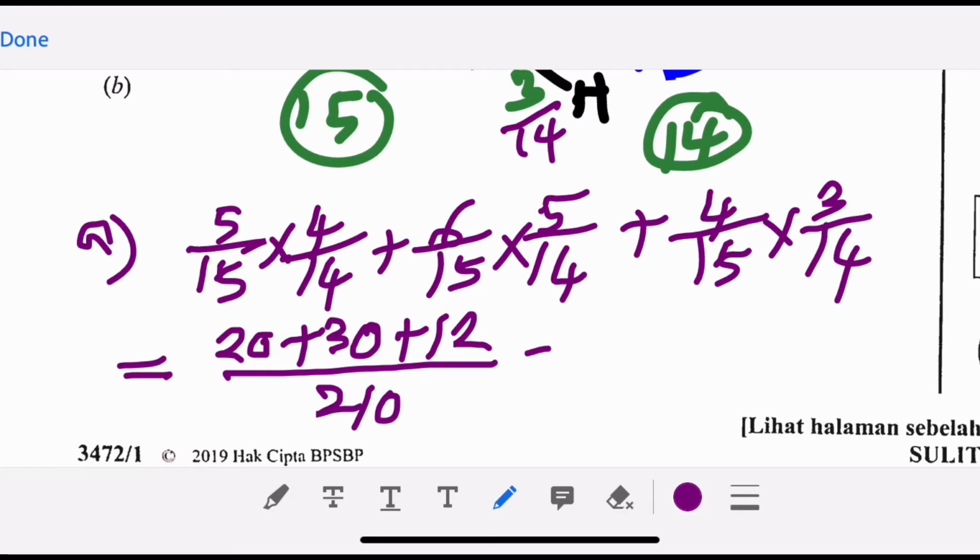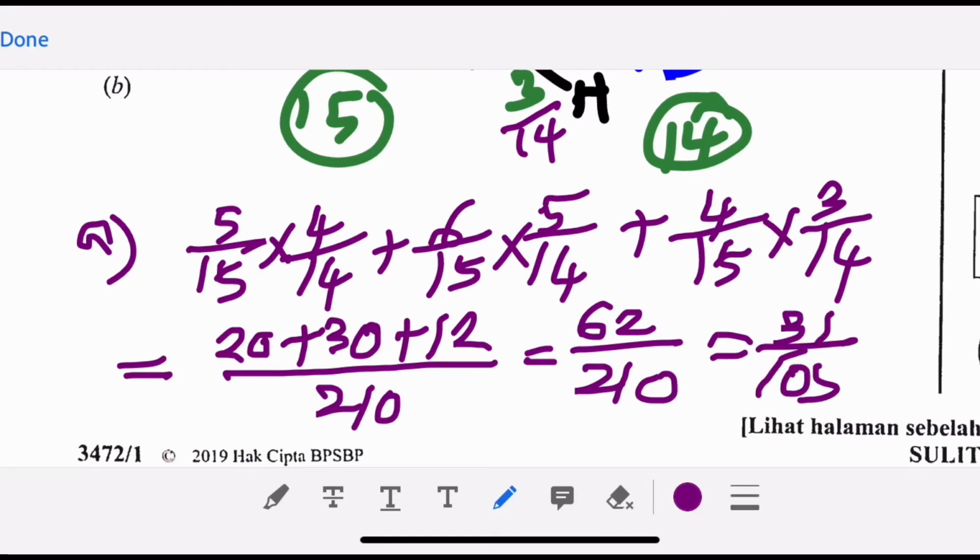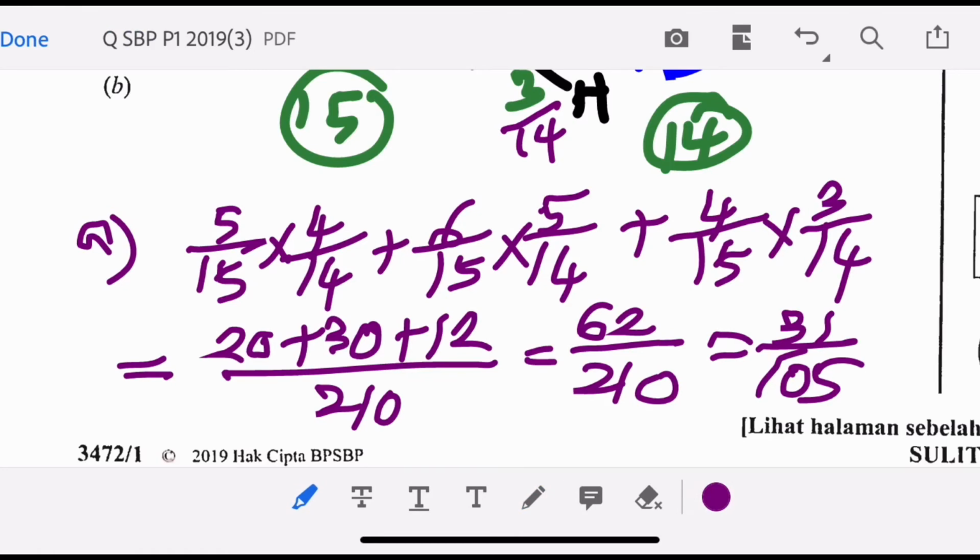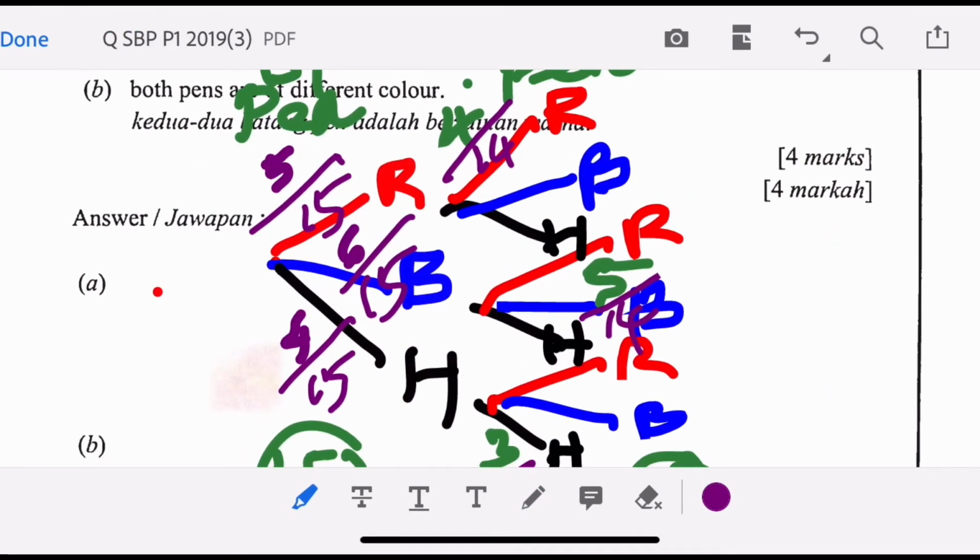So then I think I can simplify. I have 62 over 210, so I still can simplify to the simplest form. Actually, you can use your calculator to help you simplify if you forgot how to simplify. So the answer is 31 over 105, right?